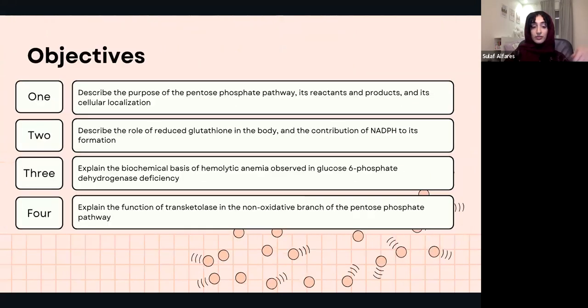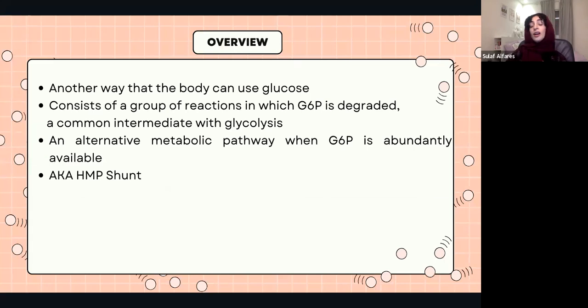Okay. So these are our objectives. Inshallah, we're going to cover all of them. Before we get into the deep stuff, let's just have an overview of everything. So what is the pentose phosphate pathway? Basically, it's just another way that the body can utilize glucose. You studied other metabolic pathways in which glucose is very important, and this is just another one of them.